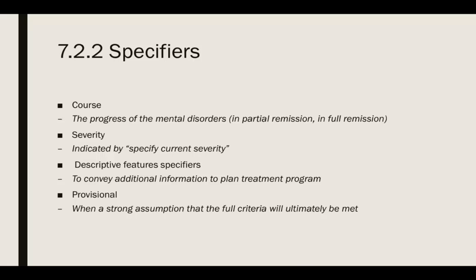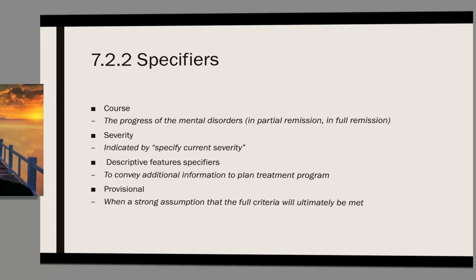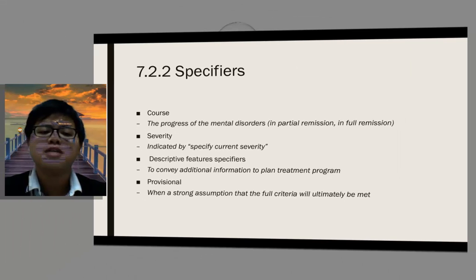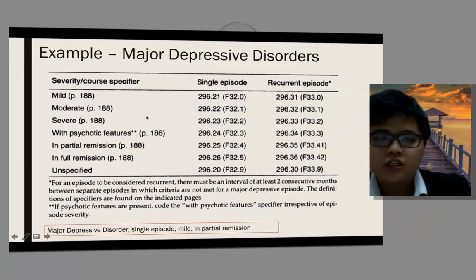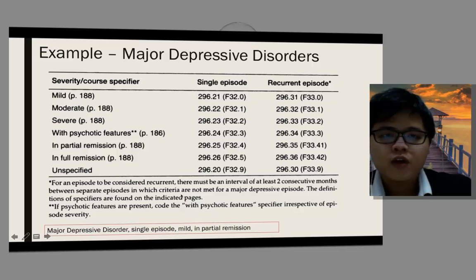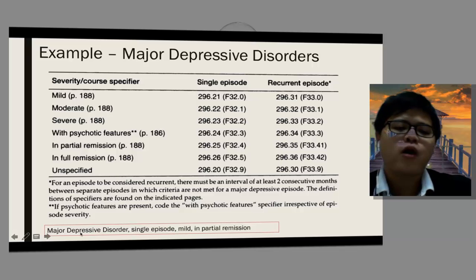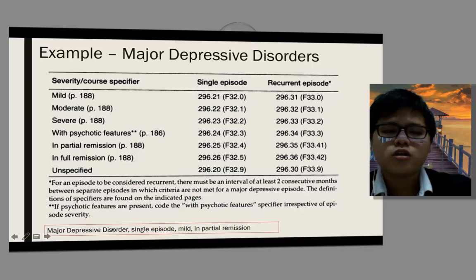Now we have a look at the example of major depressive disorder on the course and also the severity specifiers. Here is the table that is included in the DSM-5. For example, a client is diagnosed with major depressive disorder, and this is a single episode, mild, and the course is in partial remission. This should be reported as major depressive disorder, single episode, mild, in partial remission.